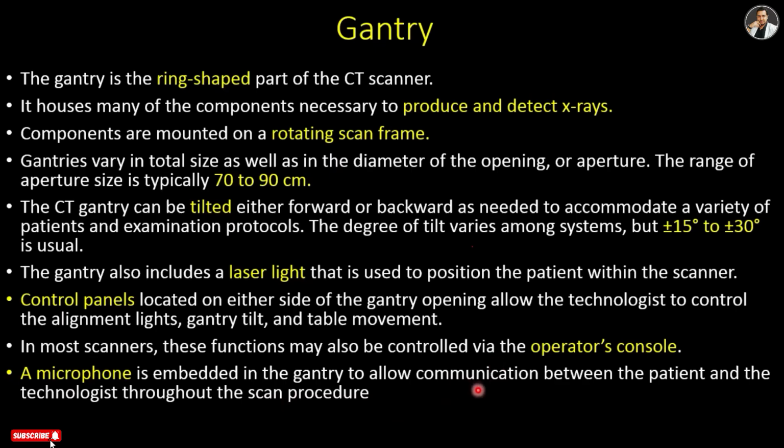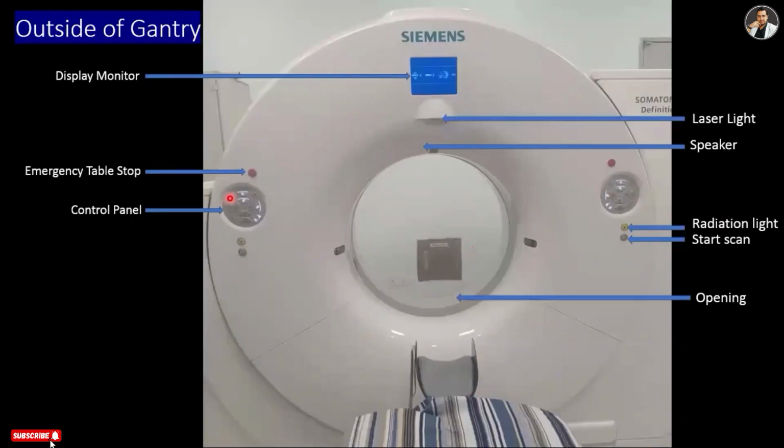This is a gantry. This is a Siemens machine. The photo is taken from my hospital. This is a Siemens SOMATOM Definition AS. This is a machine with a size of 128. This machine's detector has 128 rows.